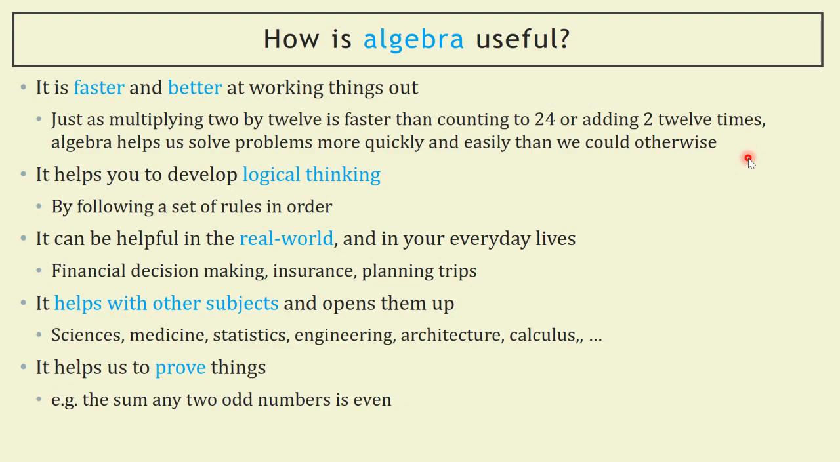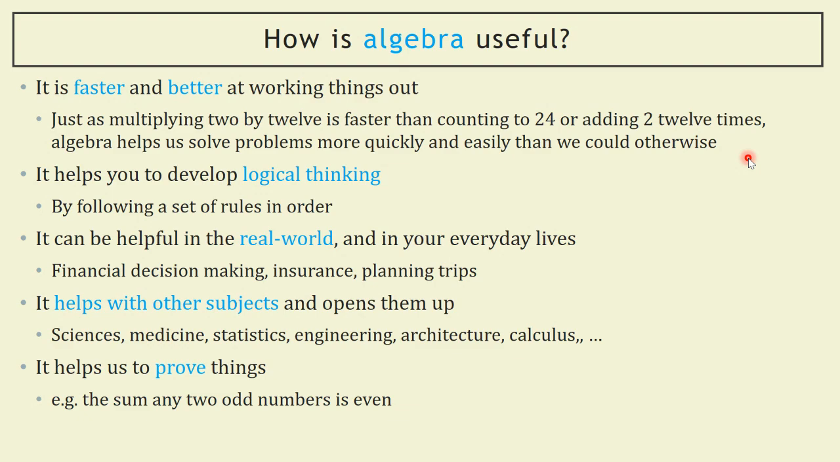It helps us to prove things. Okay, algebra helps us to prove things. Now, what we mean by proof is to show that something must always be true no matter what. Now, I might be able to convince you with a few words and a few examples that something is true. Like if I add any two odd numbers together, I get an even number. You might think, yeah, that makes sense.